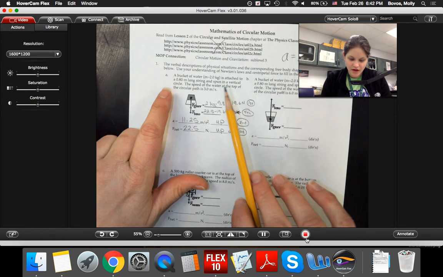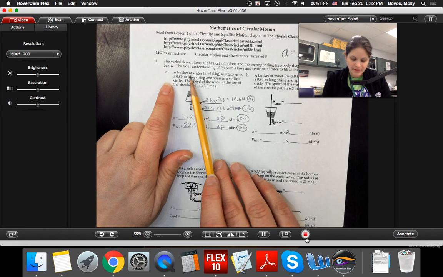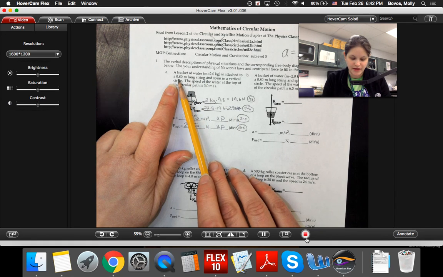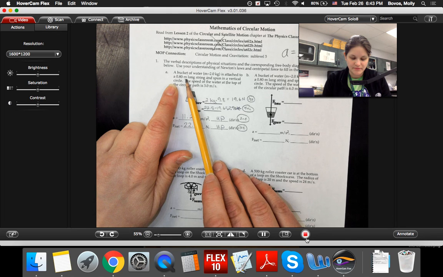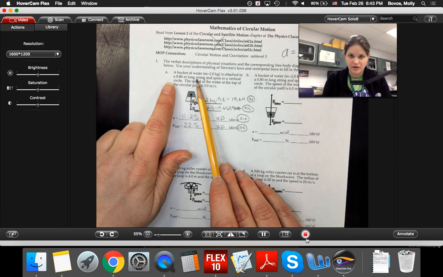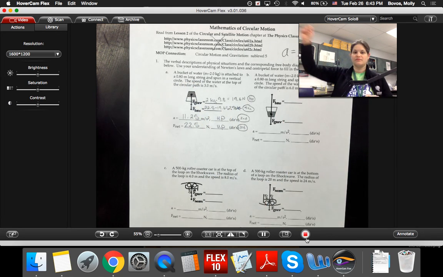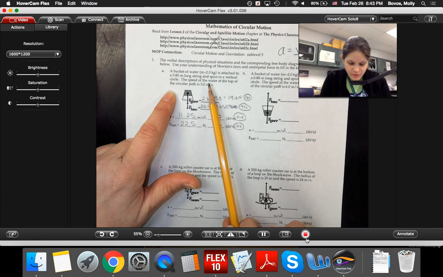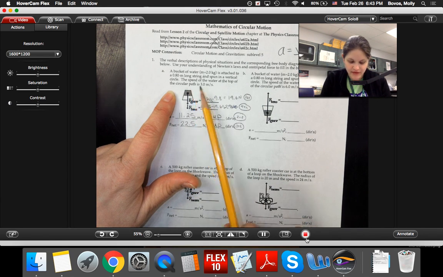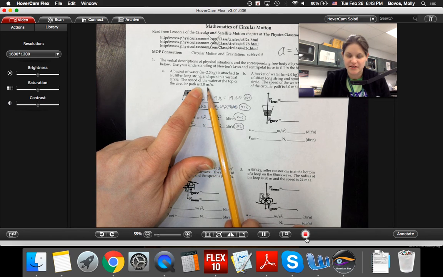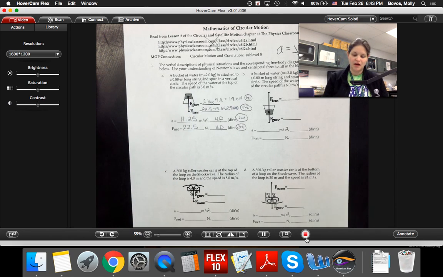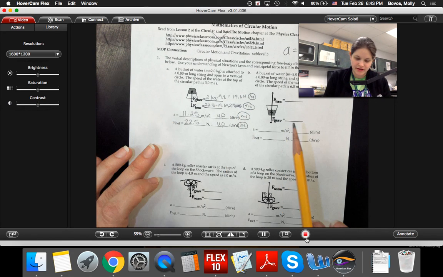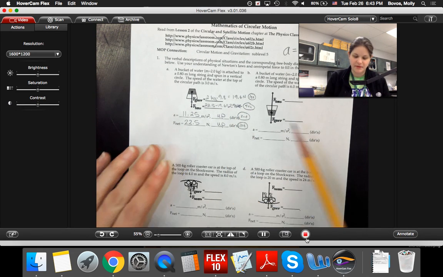All right, so we have a bucket of water, which has a mass of 2 kilograms, is attached to a 0.8 meter or 80 centimeter long string and spun in a vertical circle, okay? The speed of the water at the top of the path is 3 meters per second. Okay, so what we're looking at here is filling in all of this information.